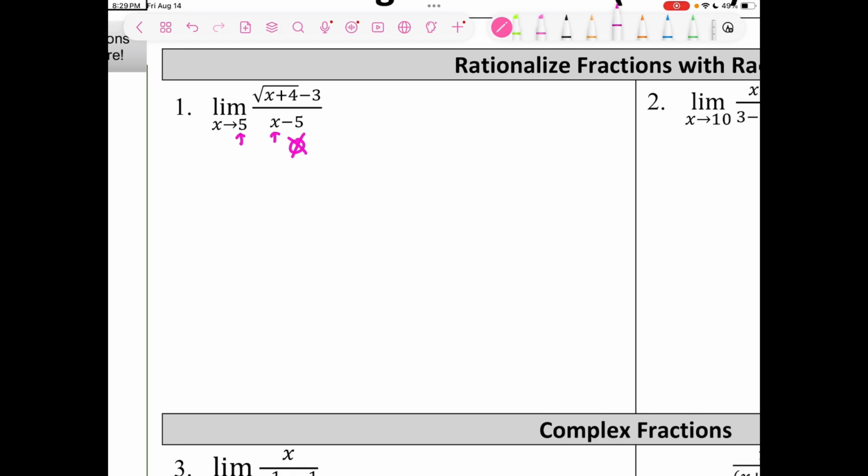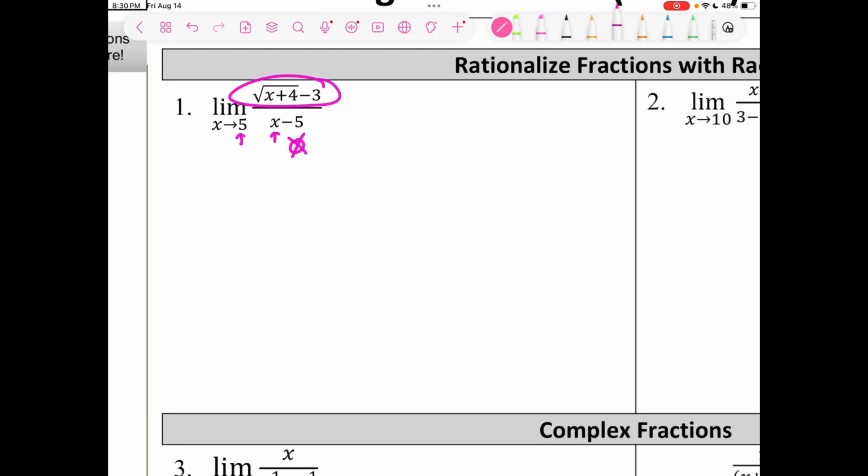The only thing I see, because I can't really factor or anything like that, that I could do here is maybe rationalize this numerator, okay? That's something that we do in Algebra 2. So rationalize that numerator, and if I do that, then maybe things will simplify and I'll be able to substitute after that.